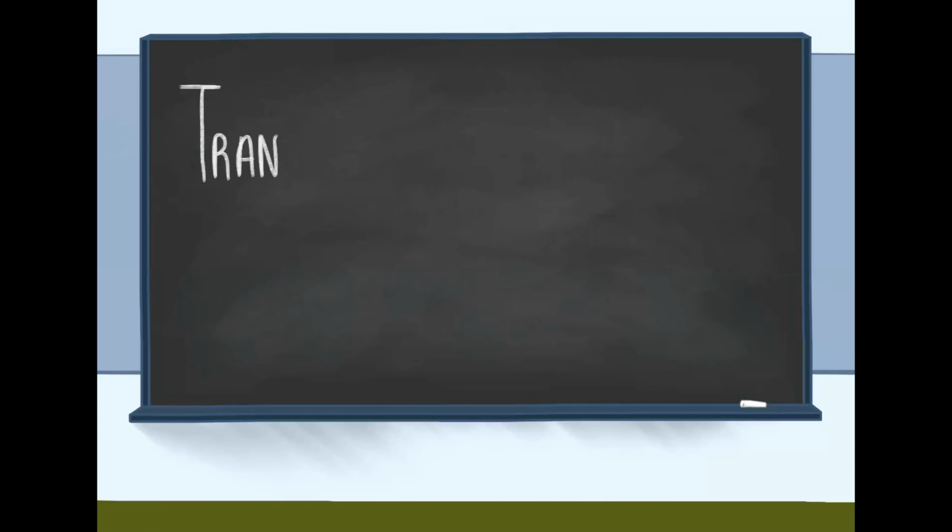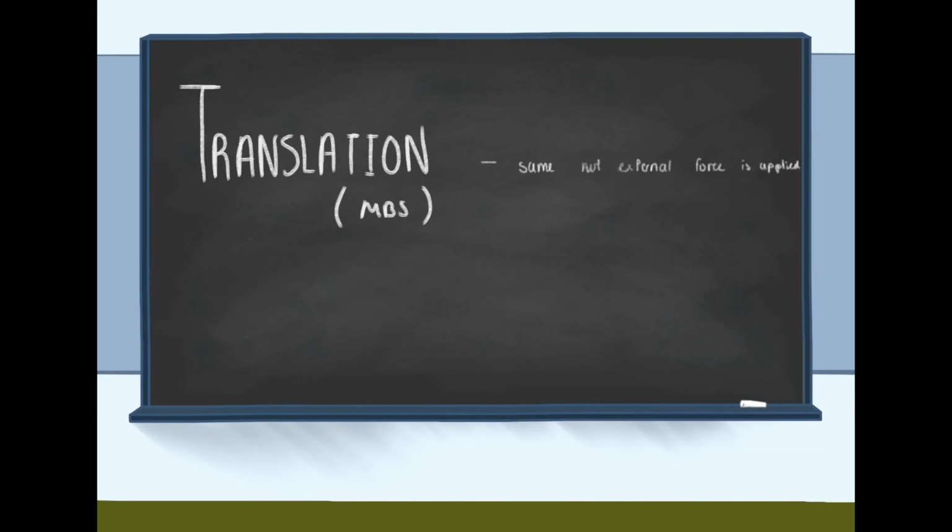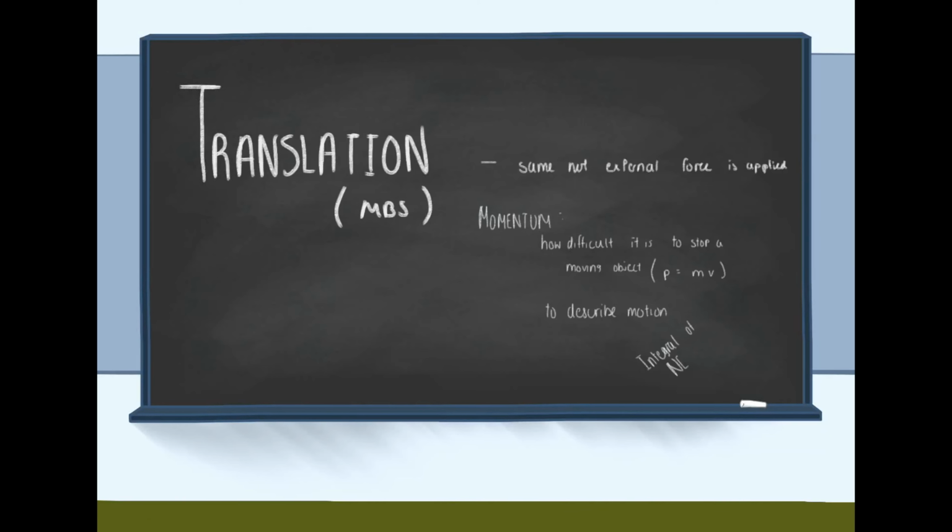When describing the motion of objects in a multi-body system, momentum is essentially the same as using velocity if you were describing a single-body system. Translation still occurs when a net external force is applied at the center of mass of the system. Momentum is a vector describing how difficult it is to stop a moving object. It's given to us by p equals mv. When using momentum to describe motion, the effect of interactions is manifested as impulse, which is the integration of Newton's second law, F equals ma, with respect to time.